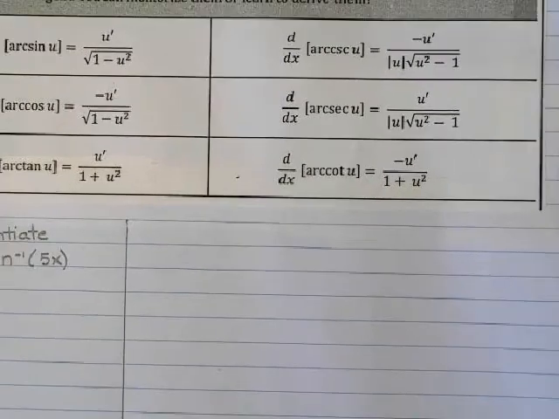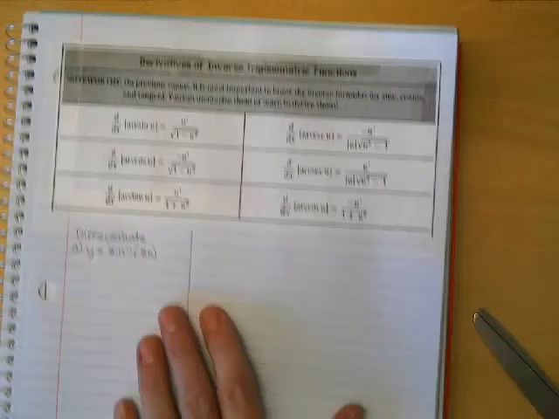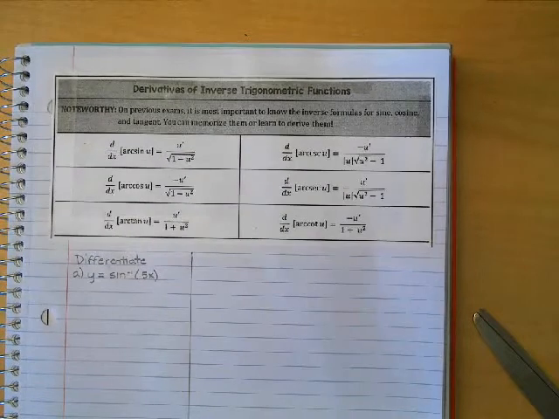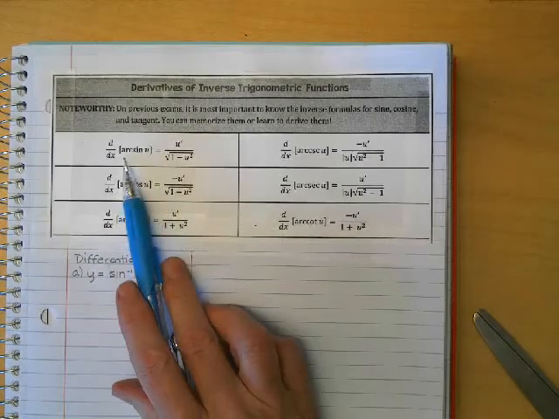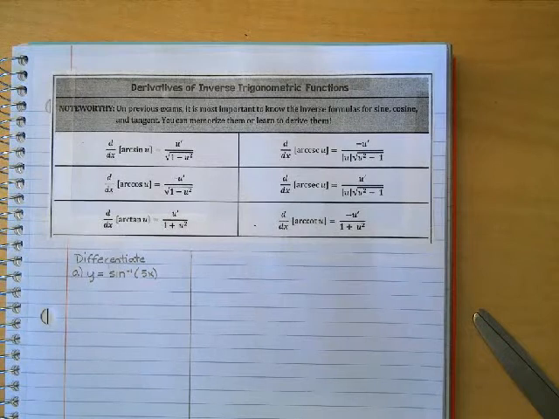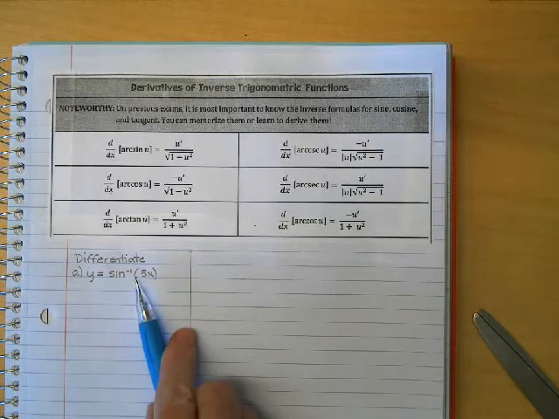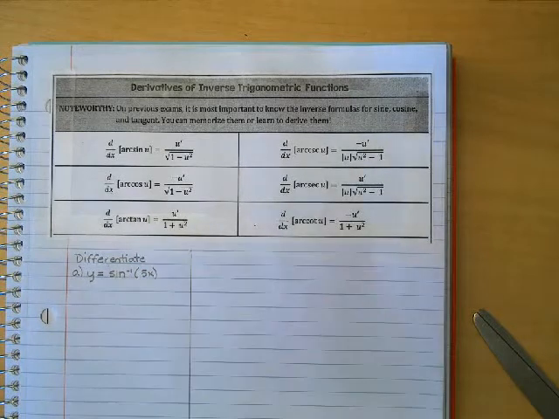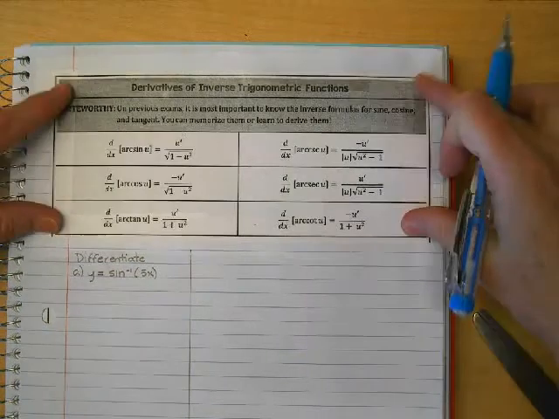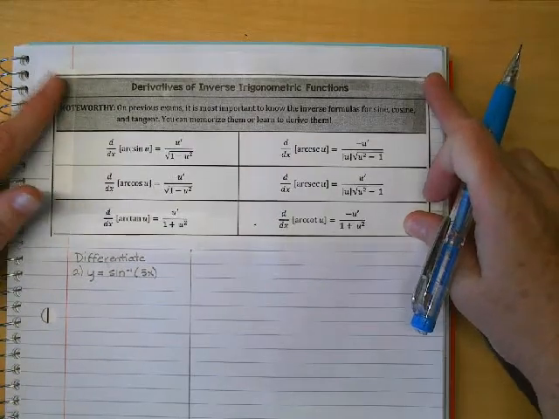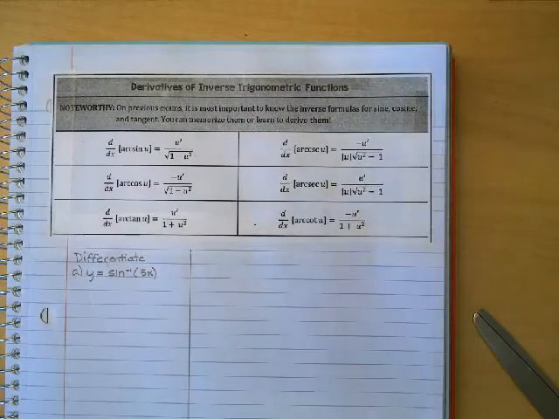Okay, so let's look at some problems here. Notice on these they say arc sine, arc cosine. That's just something different books do. Some write it like this, some write it like this. So just be aware that it's the same thing. I got this off one of the pieces of paper that are in your notes.